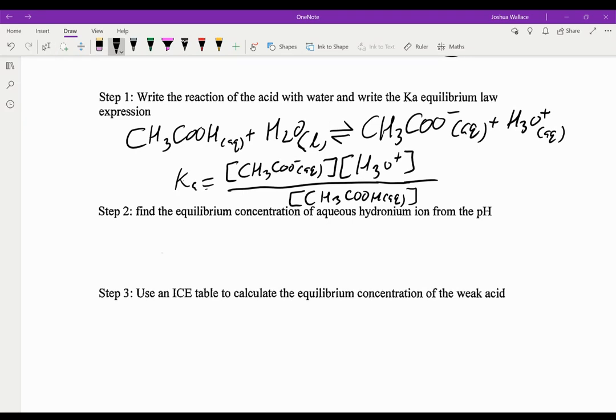All right, step 2 says find the equilibrium concentration of aqueous hydronium ion from the pH. So my [H3O+], this was in that review from the last lesson if you watched that, is 10 to the negative pH, which is 10 to the negative 2.38, which is equal to 0.00417.